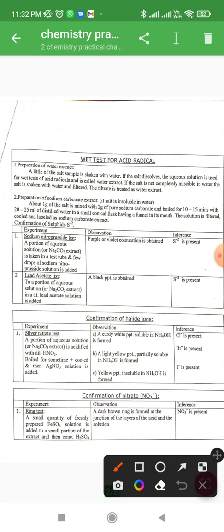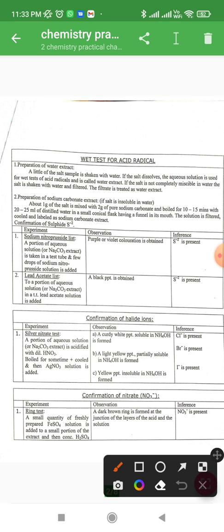Since your salt contains chloride, with reference to calcium chloride, what you will see: a curdy white precipitate soluble in ammonium hydroxide is formed. So here you have to write chloride is present. And here number B you will write no light yellow precipitate partially soluble in ammonium hydroxide is formed. Bromide is absent. No yellow precipitate insoluble in ammonium hydroxide is formed. Iodide is absent.